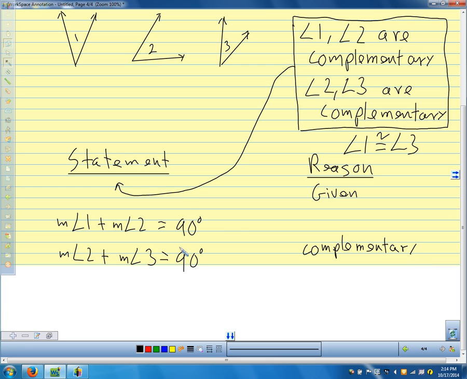Now we're at the same place we were in our last proof, aren't we? These two both equal 90. So what can we say about this piece and this piece? They equal each other. They're both 90 degrees. Measure of angle 1 plus the measure of angle 2 equals the measure of angle 2 plus the measure of angle 3. And what was our reason there? We took this measure of angle 2 plus measure of angle 3 and we stuck it in here in place of 90 degrees. We put something in something else's place. Substitution.